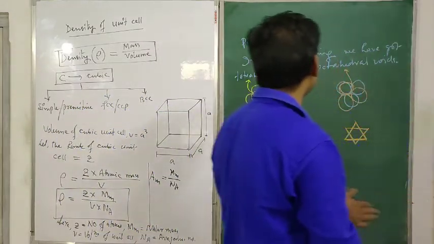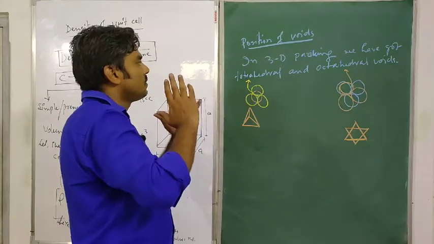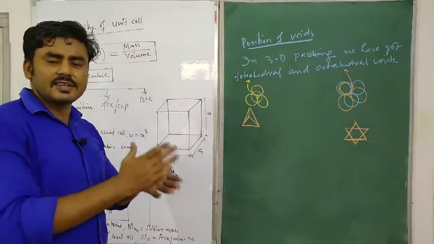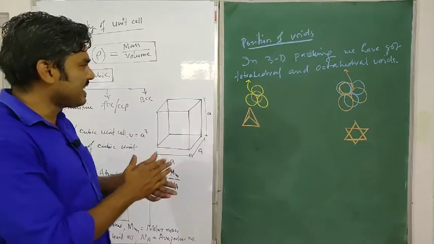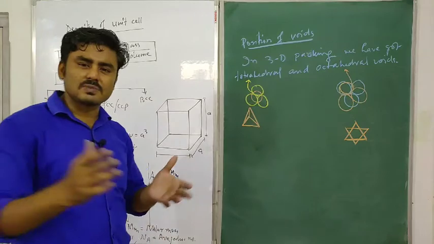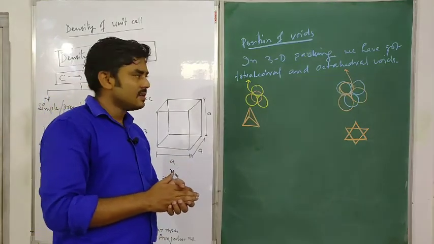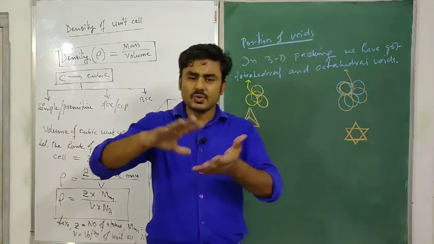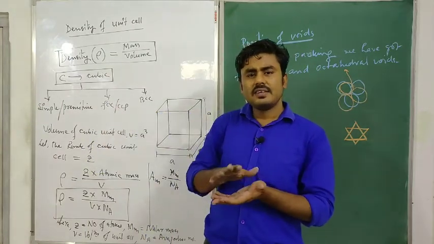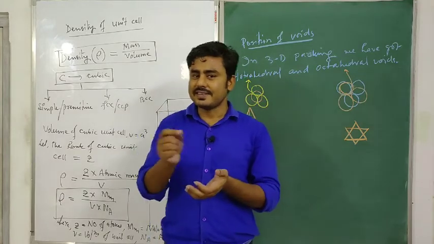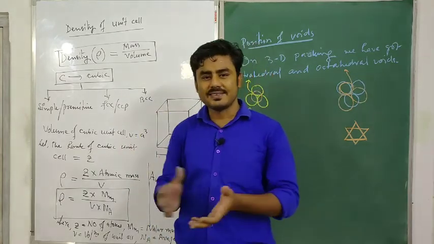But here the topic is to find the position of the voids. How will you get the tetrahedral voids and octahedral voids? In case you consider FCC or hexagonal close packing, HCP, suppose we have taken the 2D hexagonal close packing as the first layer, and if we put the second layer, we will get two types of voids. One is tetrahedral voids and another is octahedral voids.